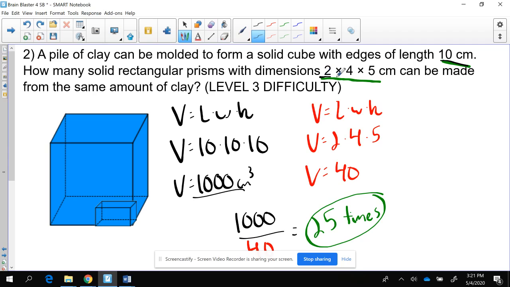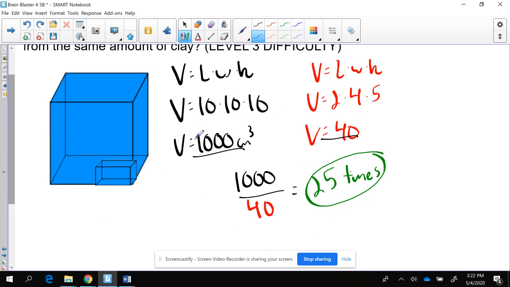Well, how many rectangular prisms can fit inside there? The moment I hear how many can fit inside, that is going to be a division problem, and you have to find the volume of the 2 by 4 by 5, which is going to be 40. The question is, how many times does 40 fit inside 1,000? We can cross that out. 100 divided by 4 is going to be 25 times, and that's going to be your answer.